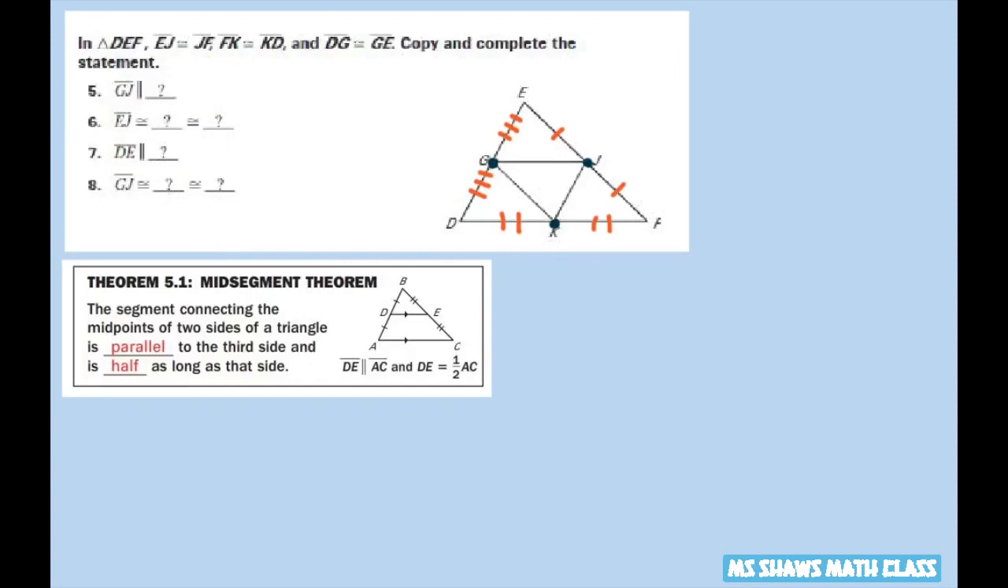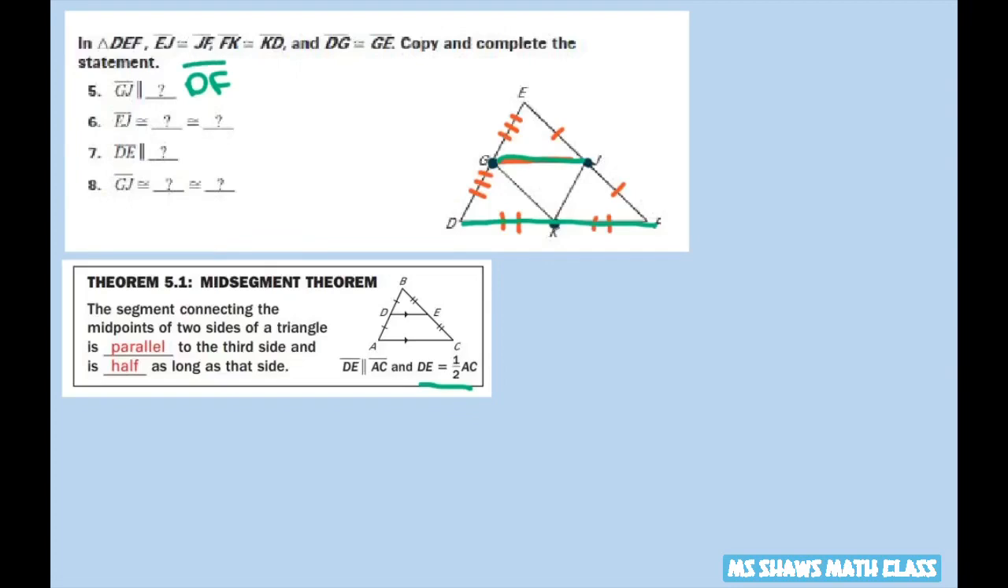midpoints. So we know from our mid-segment theorem that if we have these midpoints, then this line, let me do it in green, this line is parallel to this line. All right, so GJ is parallel to DF.